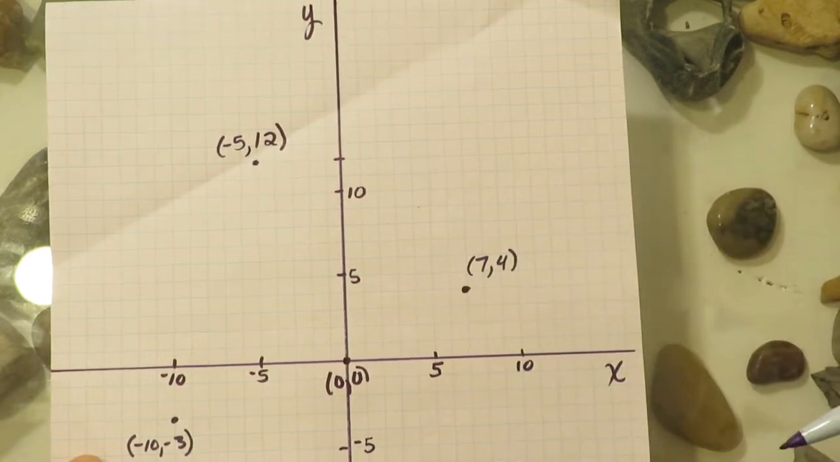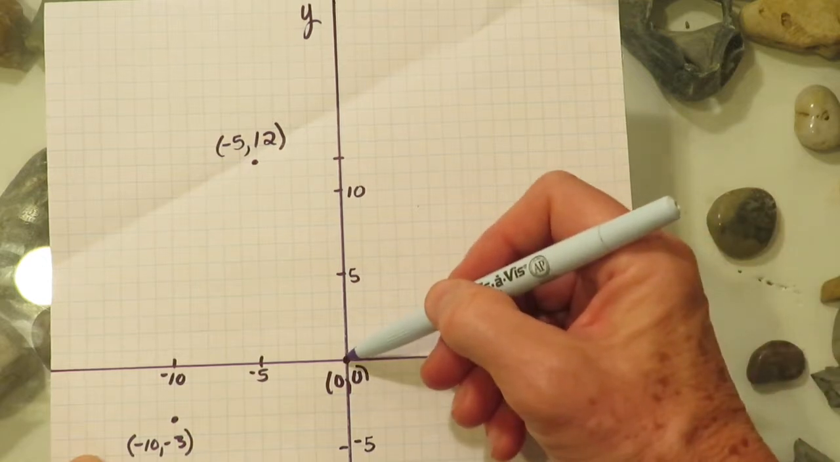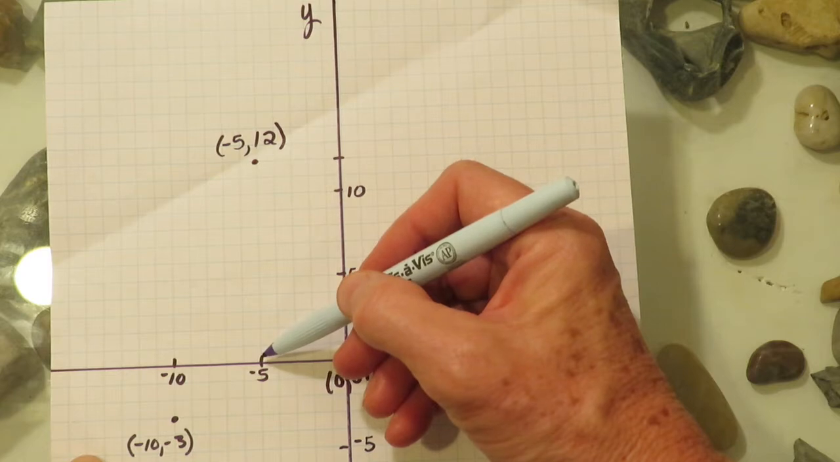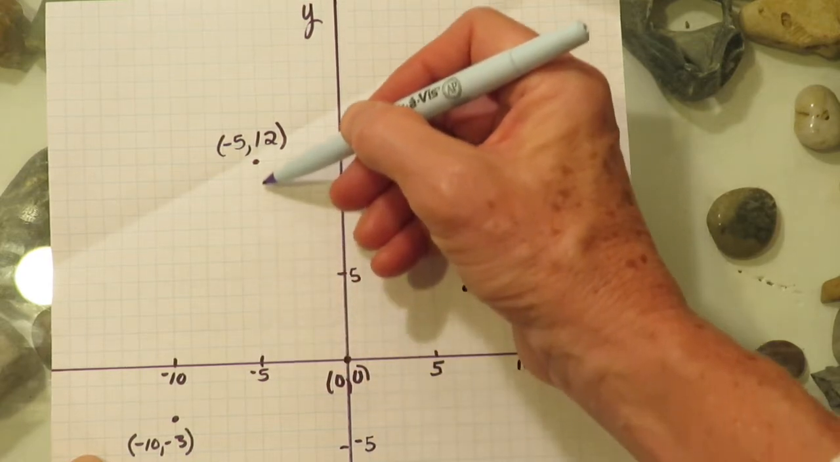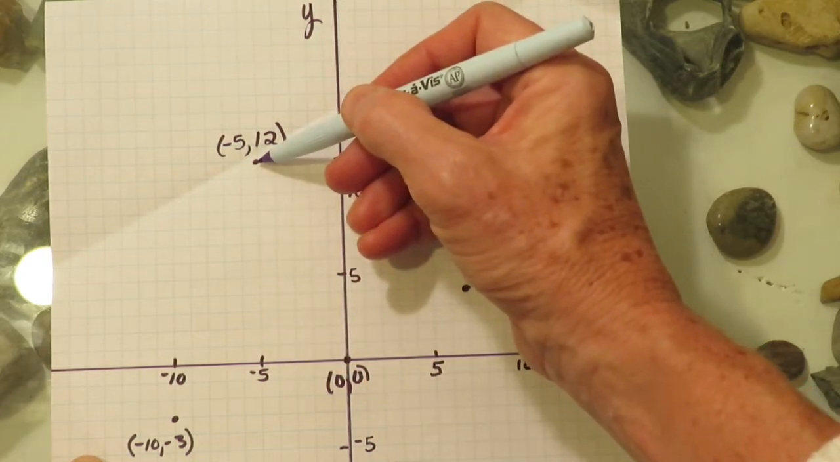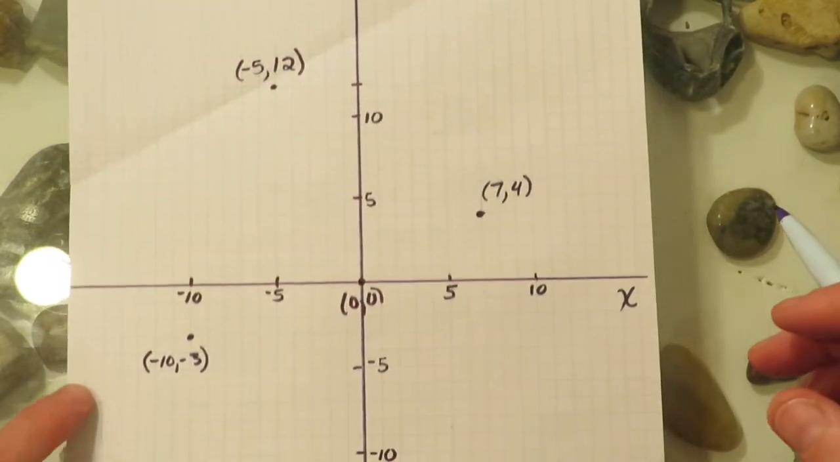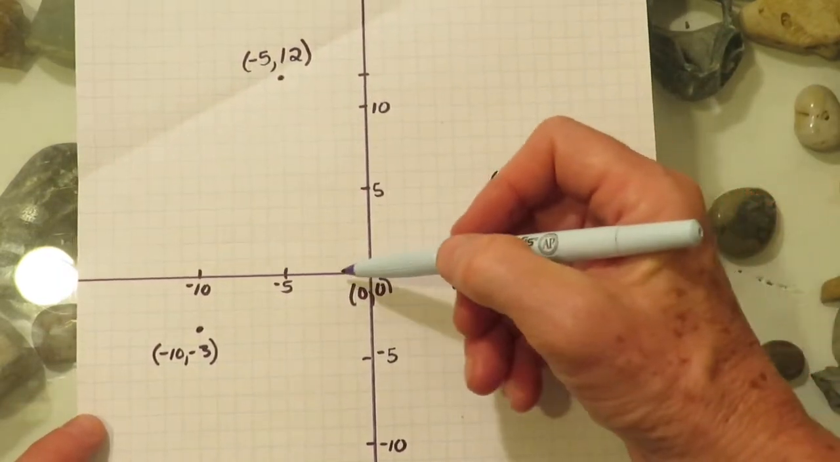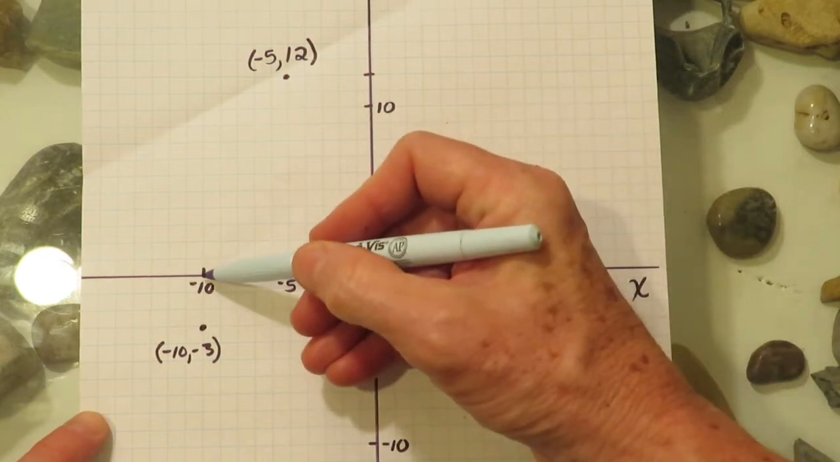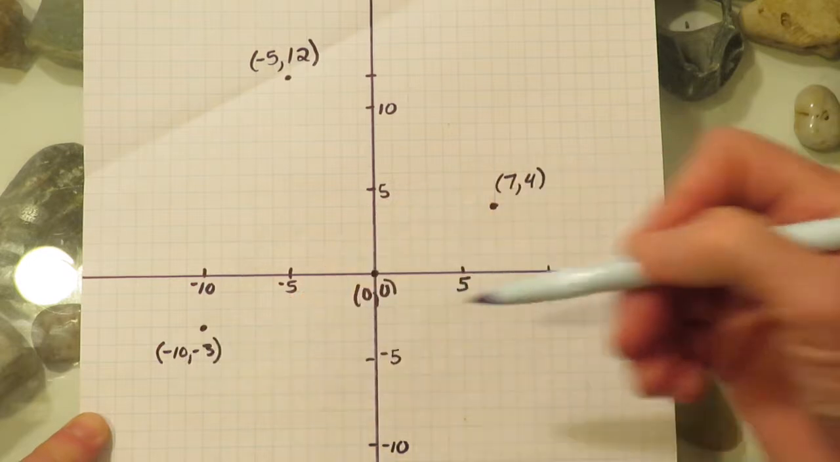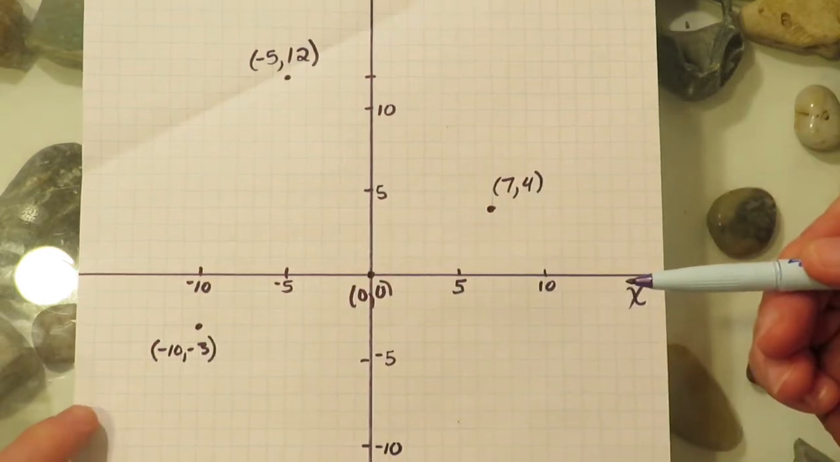and I would locate the point 7, 4. Or I could go 5 blocks to the west or 5 blocks left and 12 blocks north or 12 blocks up, and I would be at the position -5, 12. Or I could go 10 blocks to the left and 3 blocks down or south, and I would be at the position -10, -3.